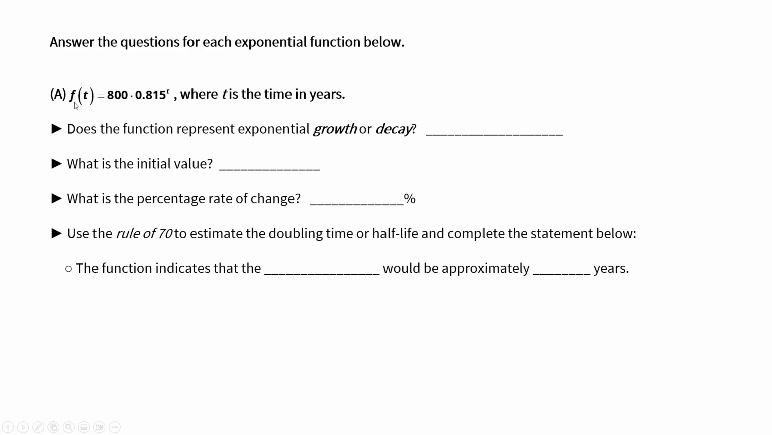So here, because this is 0.815, that's under 1, so this is going to be a decay. The initial value, of course, is the constant here, 800. And the percentage rate of change, this represents 81.5%, but that's the amount that remains after every t years. This is asking more about how much was lost. So if you have 81.5% remaining after a period of time, that means you're losing 18.5%, and that's why the percentage rate of change is a negative 18.5.